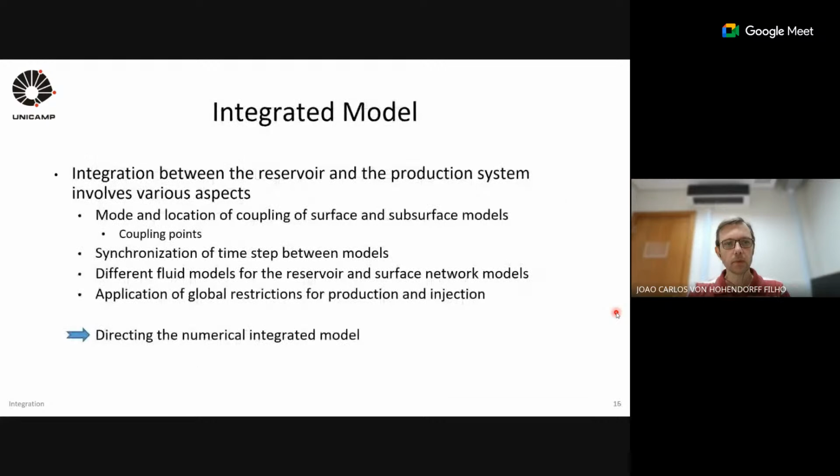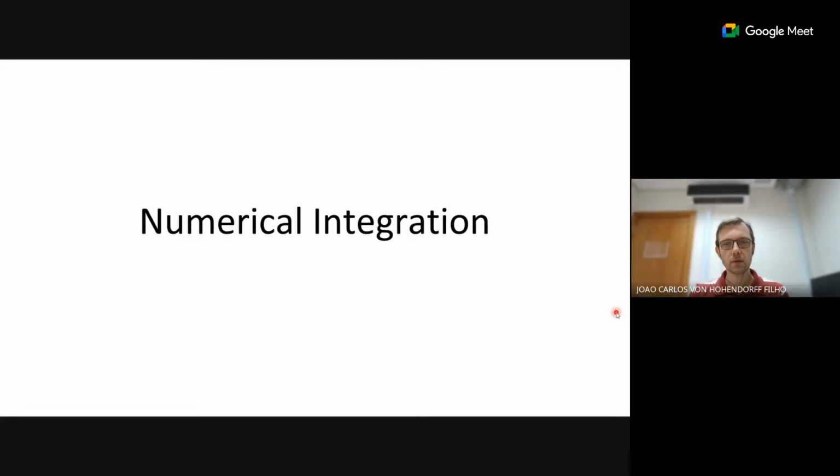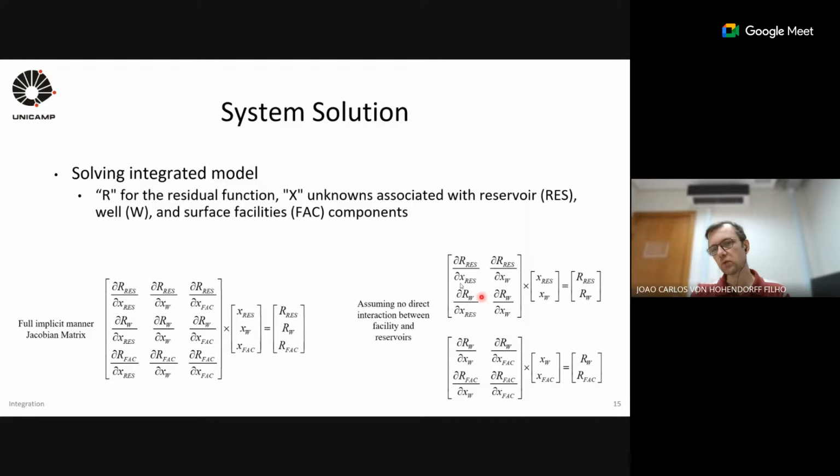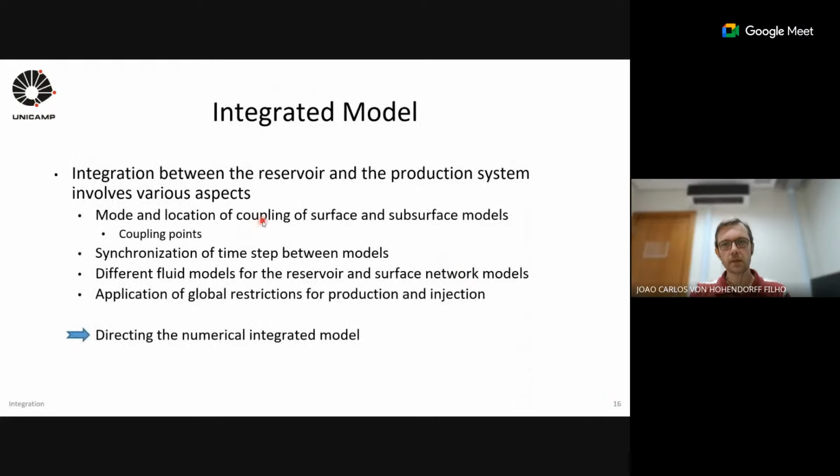I think I will finish with this slide before our break. All these discussions bring us to an integrated model, and we need to consider some aspects related to how to solve these equations here, how to build these equations, how to couple these equations. Because I need to verify how I do my coupling. If you remember, I can have different models, and how I couple these models.